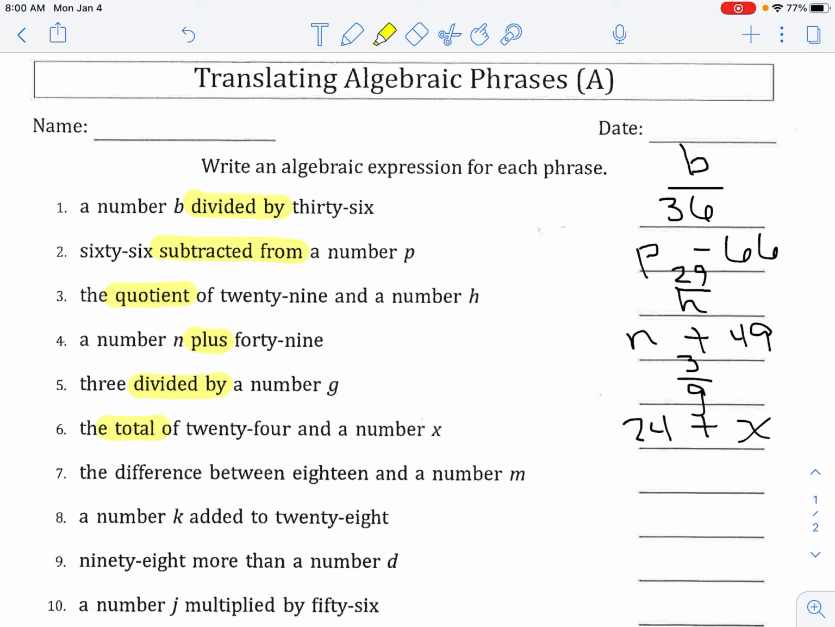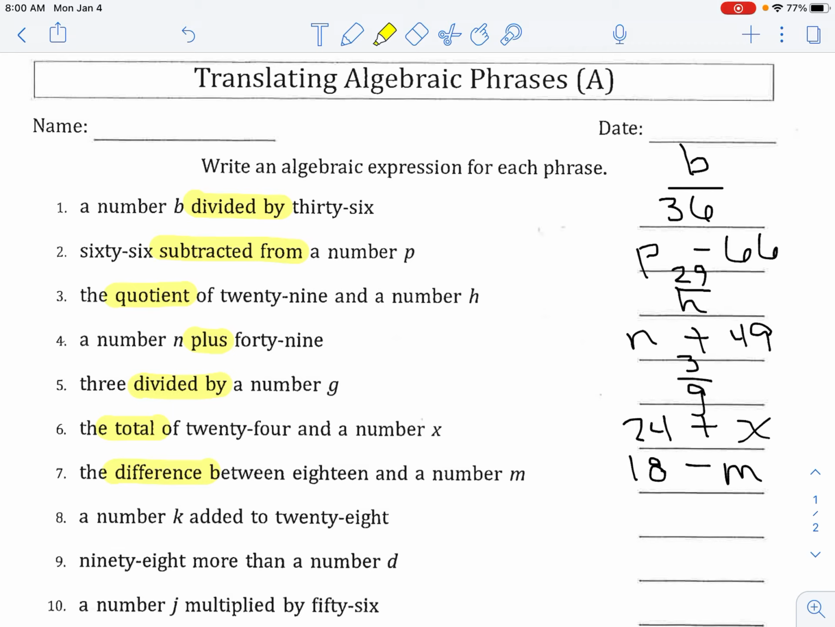Number 7, the difference. That's subtraction. The difference between 18 and a number m. So this is different from number 2 when it said subtracted from. If it says the difference between 18 and a number m, the number 18 is going to go in the front, and m is going to go in the back.